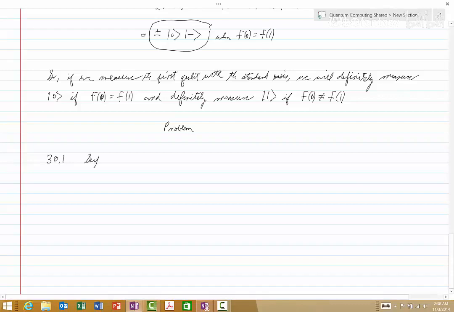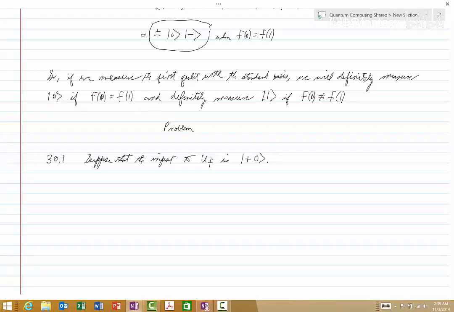So suppose that the input to U_f is, now instead of the plus minus state that we had before, suppose that it is now plus and 1. The first qubit is plus, the second qubit is 1. I'm sorry, let's make that second qubit 0. Okay, first qubit is plus, second qubit is 0.